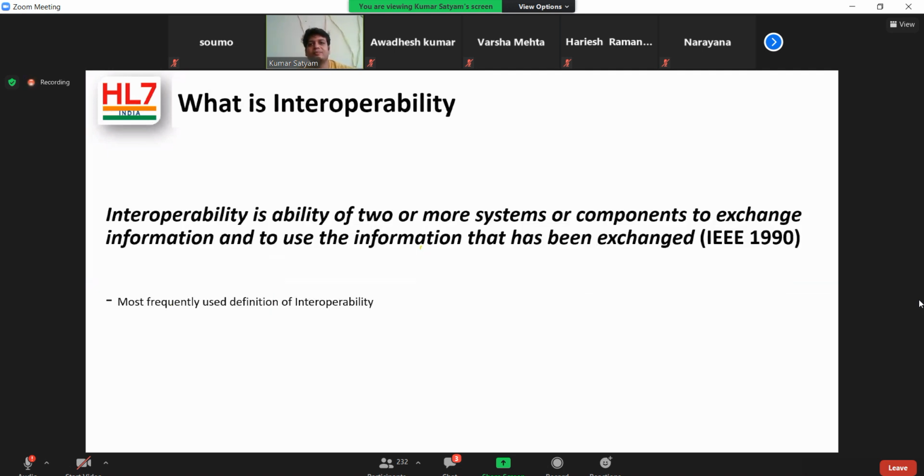So before we go to standards, what is interoperability in short? In short, interoperability is the ability of two or more systems to exchange information and use the information. So not only exchange, but also use the information. That is the important thing about interoperability. Just dumping data is not enough. The data should be meaningful so that the receiving system can actually understand and act on it.